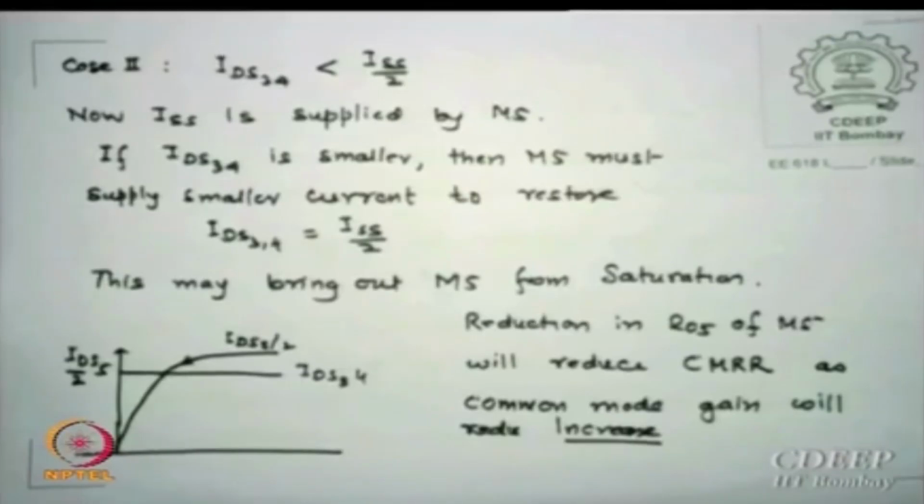What will happen to M5 if it comes out of saturation? Then the REE, or RO5, becomes very small. Do you recollect what will happen to some other parameter of the op-amp? The common mode gain is proportional to 1 upon REE. If that becomes small, common mode gain will increase. So what will decrease? CMRR. So if it does happen that the other current IDS3 is smaller than this, the amplifier VO1, VO2 may remain the same, but the device will now show you much lower CMRR.